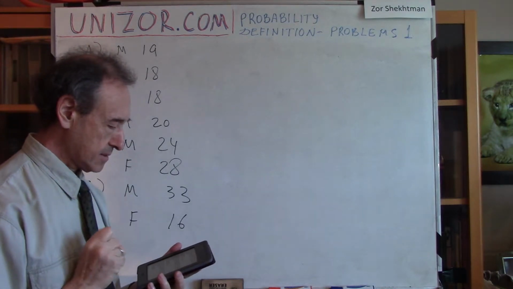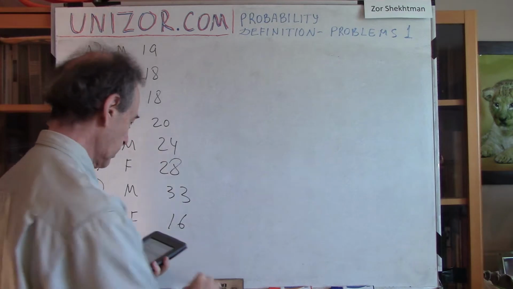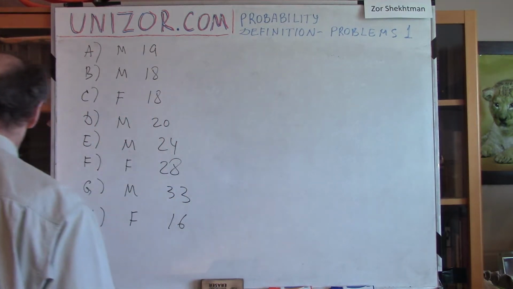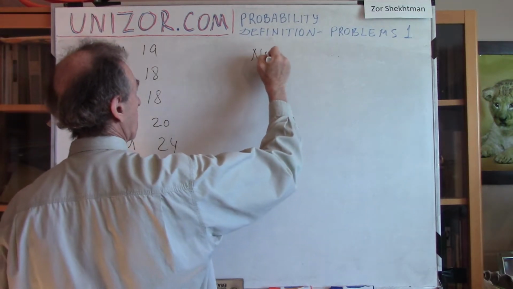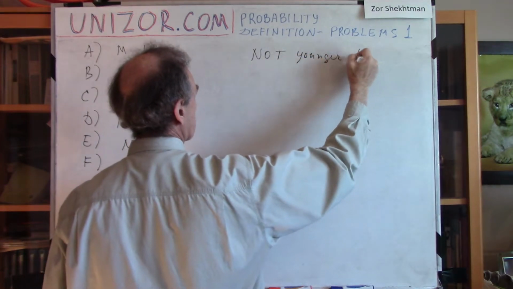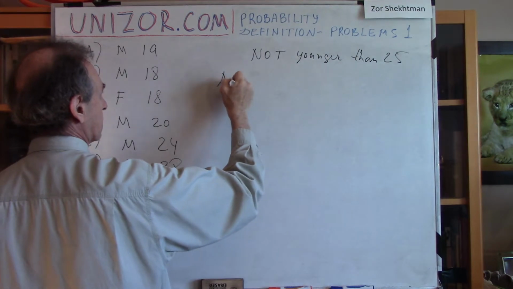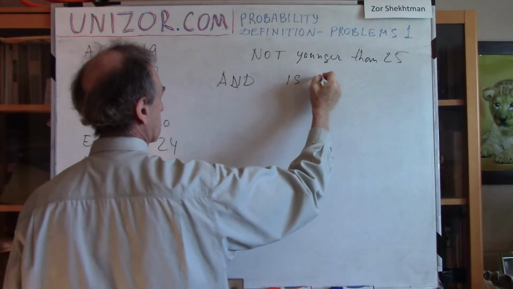What is the subset that represents the event: a randomly selected person is not younger than 25 or is a male. Okay. Not younger than 25 and is a male.